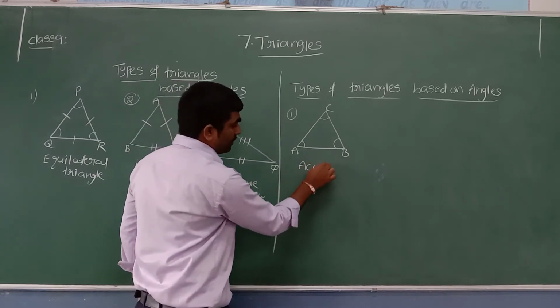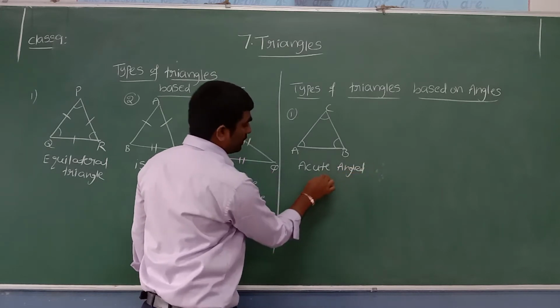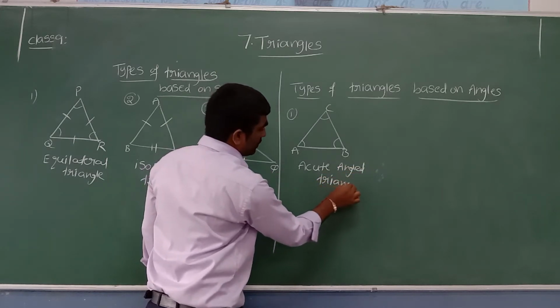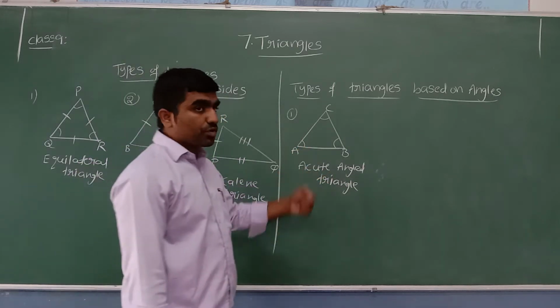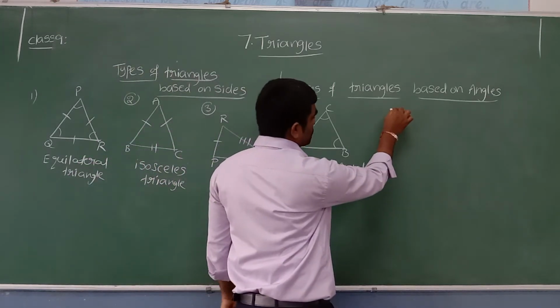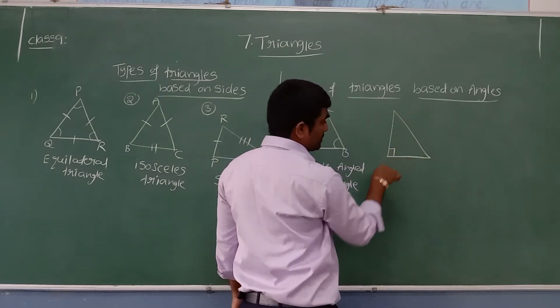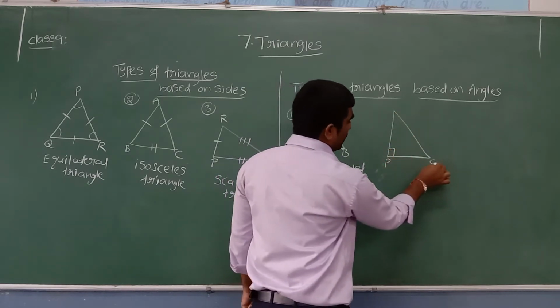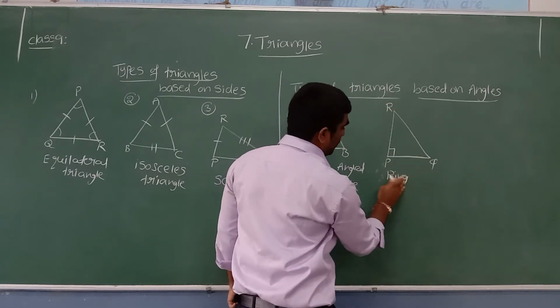Called acute angle triangle. Yes, acute angle triangle. If all the three angles are acute angles, it is called acute angle triangle. So let me take one more triangle. Yes, now what can we say about this? One of the angles is 90 degrees. In a triangle, if one of the angles is 90 degrees, it is called right angle triangle.